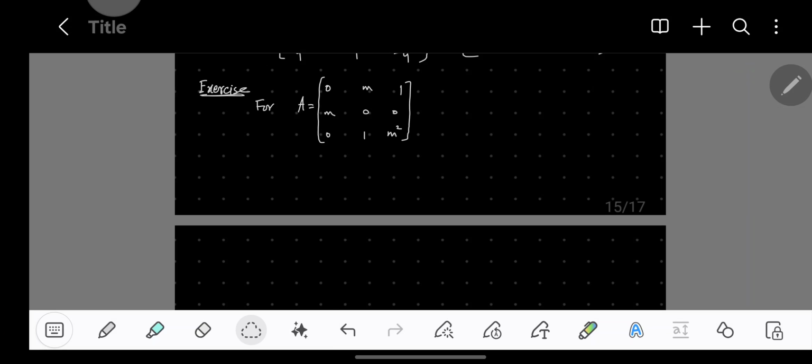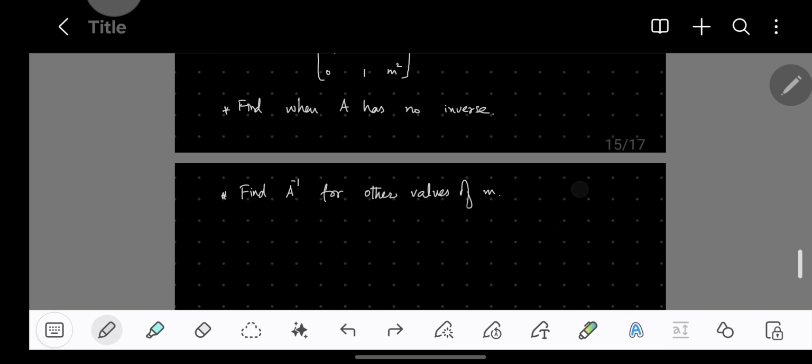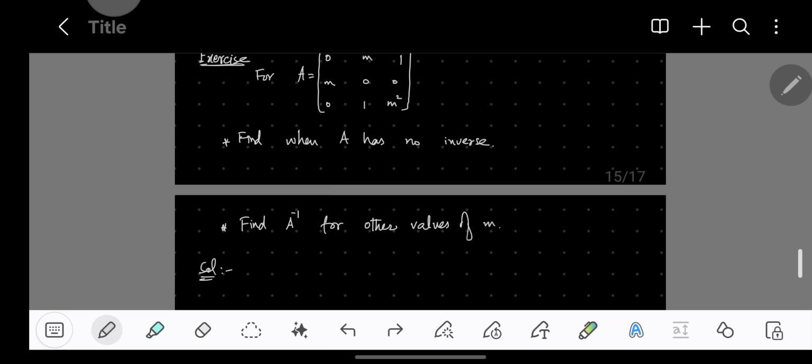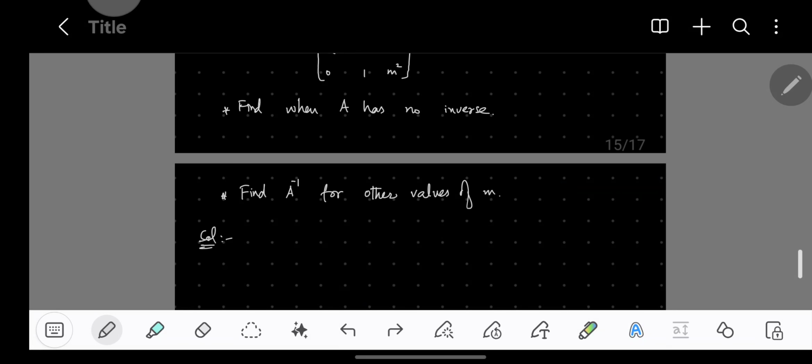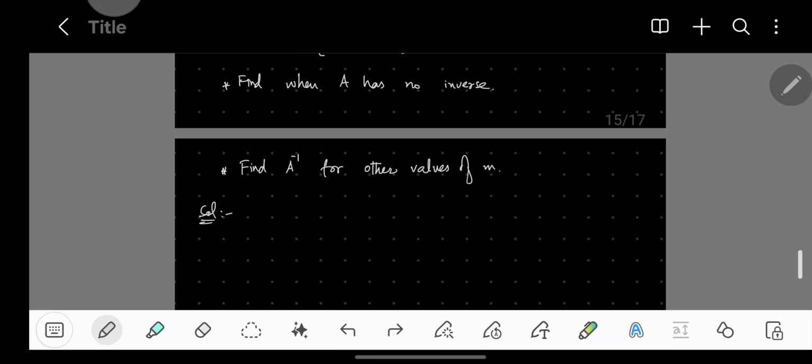Here we have another example. In this example, we have to find the values of M for which A has no inverse, and we have to find the inverse of the matrix for the other values of M. Here is the solution. First of all, we will check for which values of M this matrix has no inverse. So in order to find those values, we have to find the determinant of the matrix.